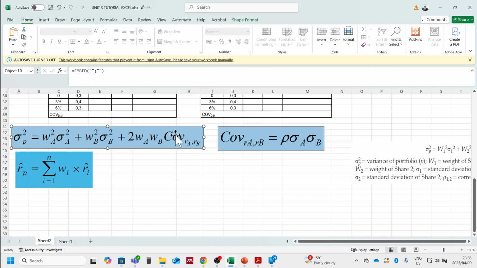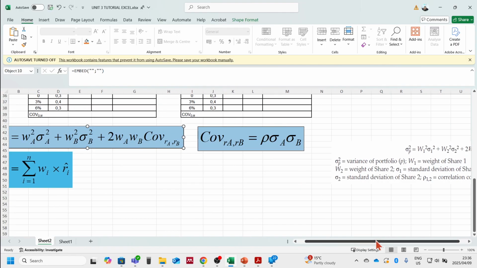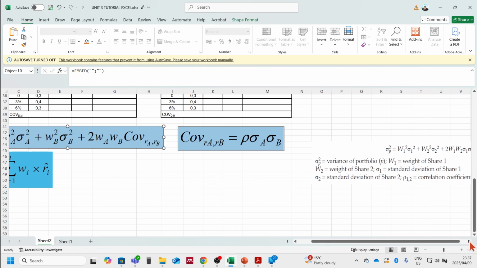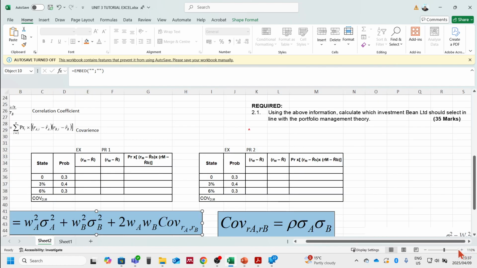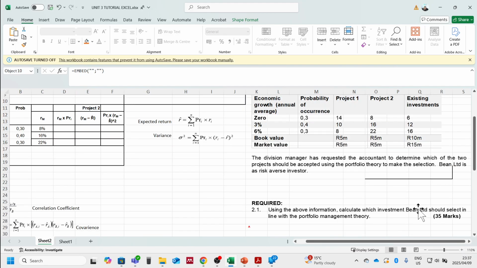However, if the covariance is not given, and you are given the correlation coefficient, you can replace the covariance by saying it is going to be 2 multiplied by the weight of asset A, then multiplied by the weight of asset B, and then multiplied by the correlation coefficient multiplied by the standard deviations, which then gives you this formula that you can see over here on my screen.